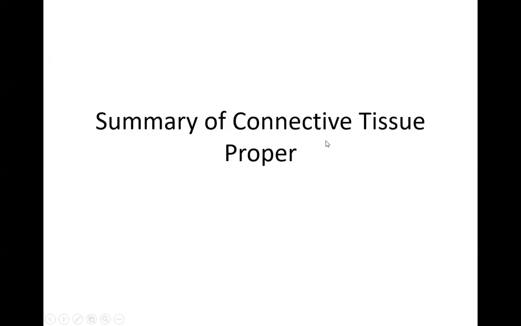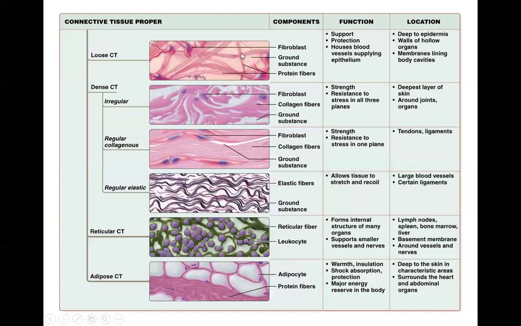So the summary of the connective tissue proper, that is the non-specialized tissue: you have your loose connective tissue and dense connective tissue. The loose connective tissue is made up of fibroblasts, ground substance, and protein fibers. And the function of the loose connective tissue is to support, protect, and house the blood vessels supplying the epithelium. So that is always found in your basal lamina, and they are deep to the epidermis, on the walls of the hollow organs and the membranes lining the body cavities.